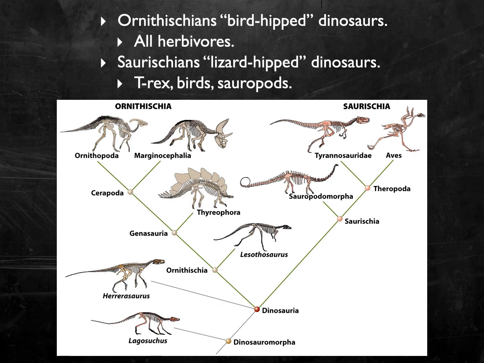These two groups are classed based on how their hips look, and it's confusing because the bird-hipped ones are not the ones that lead to the birds. The lizard-hipped ones are the ones that lead to the birds. So that's just what it is, okay? But looking at those, you'll probably recognize some shapes there.